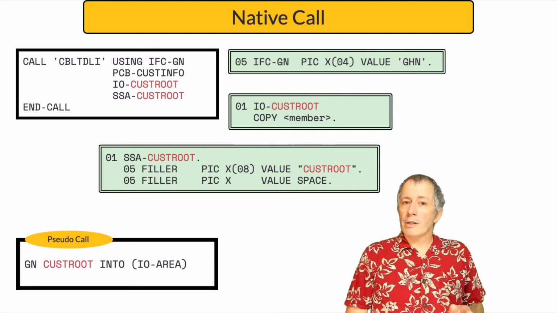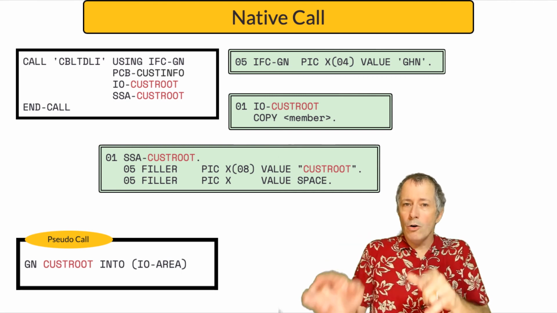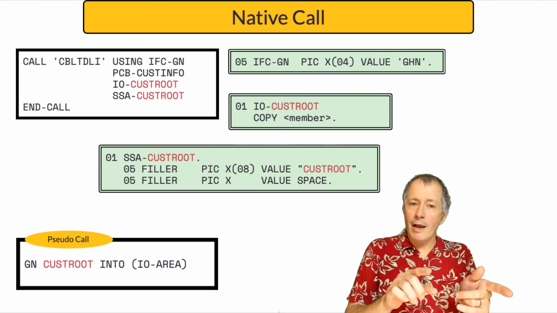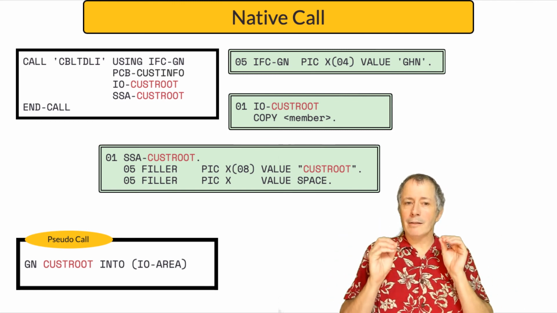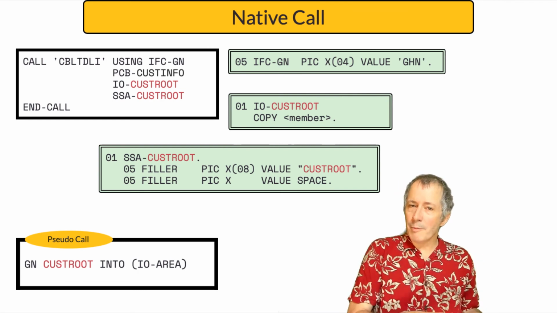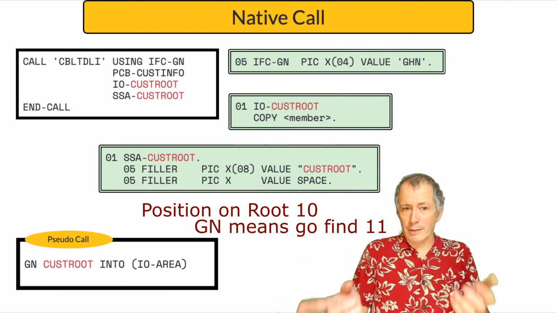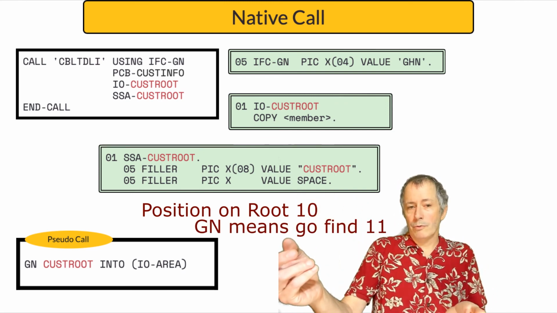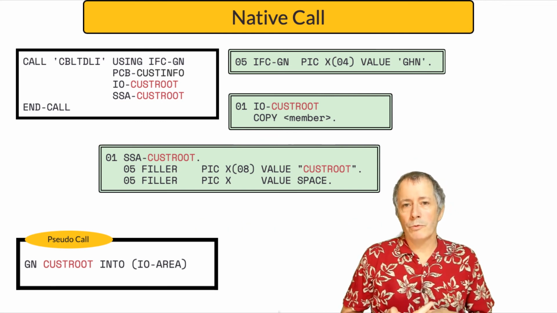Since the IMS call is to get next, that means that this call can be stated as, give me the next CUS-ROOT after the current position. So if IMS is on the 10th root in the database, that means give me the next root, which would be making IMS go look for the 11th root in the database.